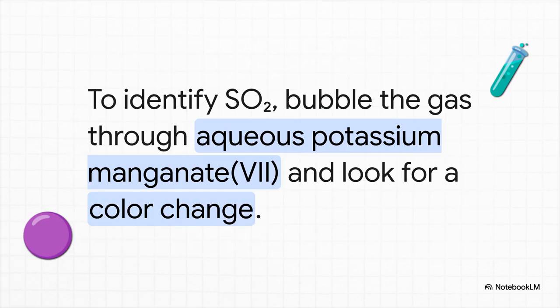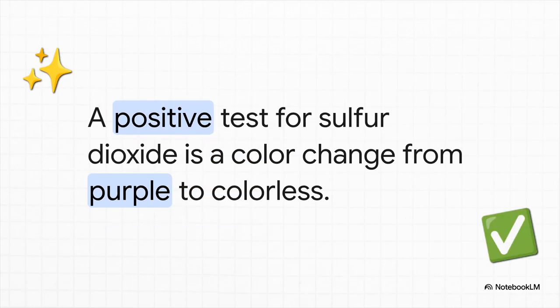Next up in the witness box, sulfur dioxide. This gas can show up when we're testing for certain ions that contain sulfur. To identify it, we need a special chemical indicator, a solution of aqueous potassium manganate(VII). And here is the key piece of evidence. That vibrant purple solution is a really strong oxidizing agent. When sulfur dioxide gas bubbles through it, the purple manganate ion is reduced and it becomes completely colorless. This really dramatic color change is the definitive positive test.